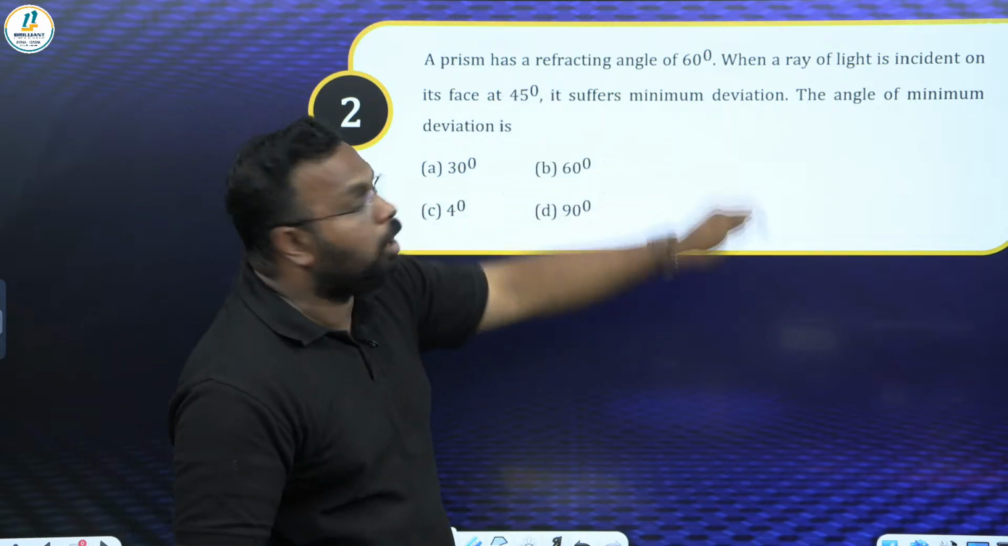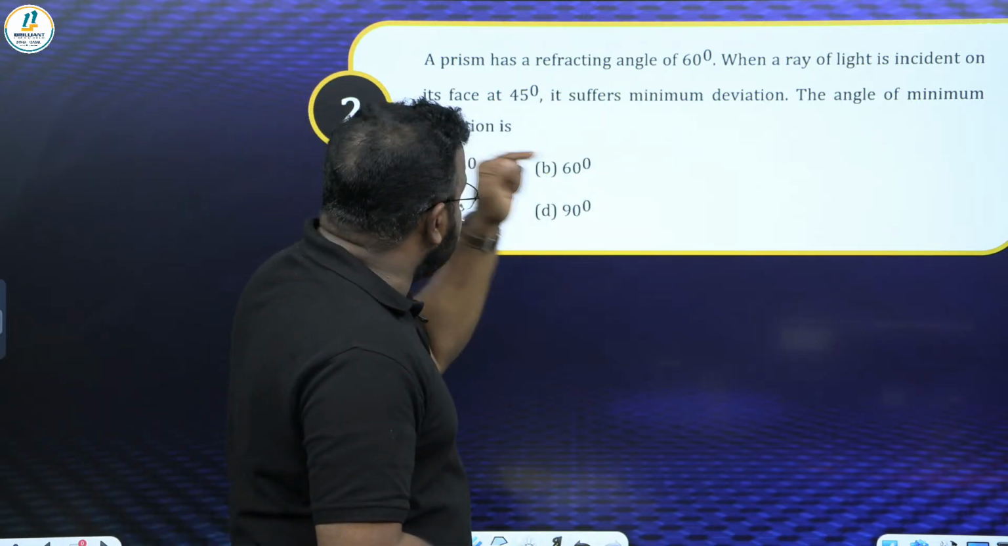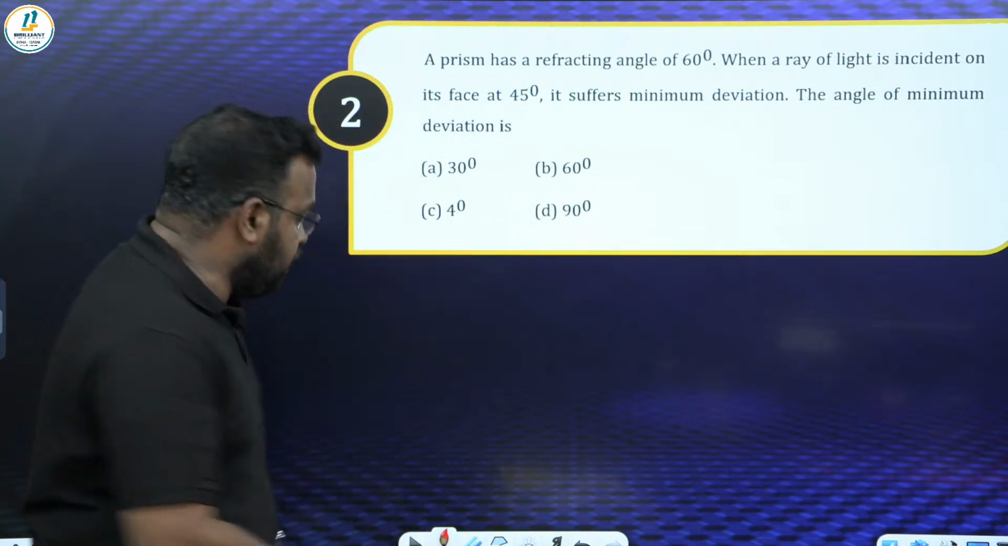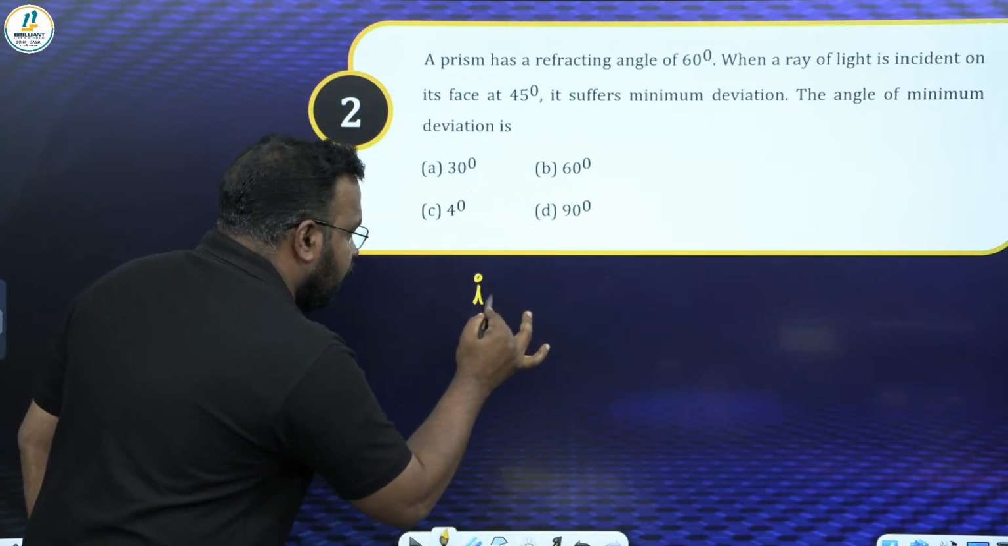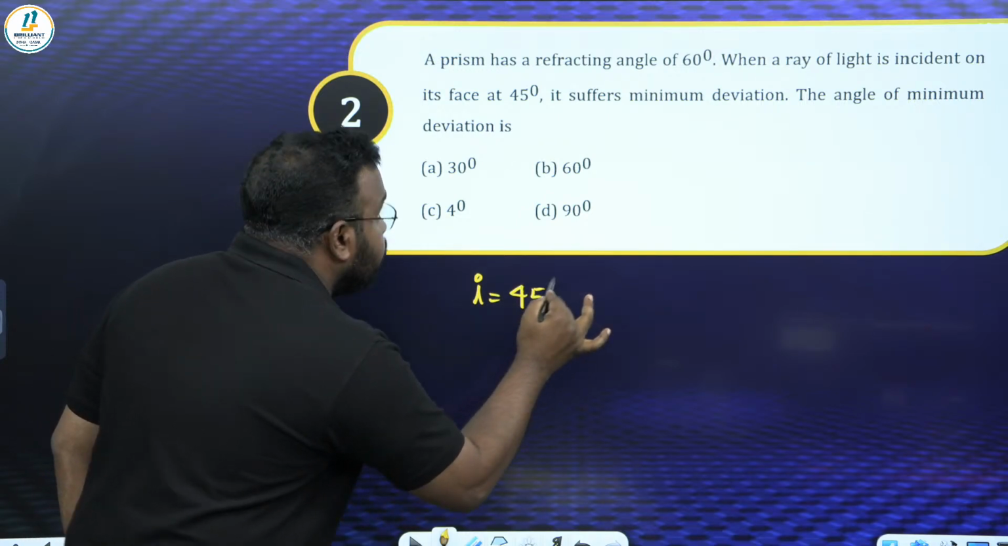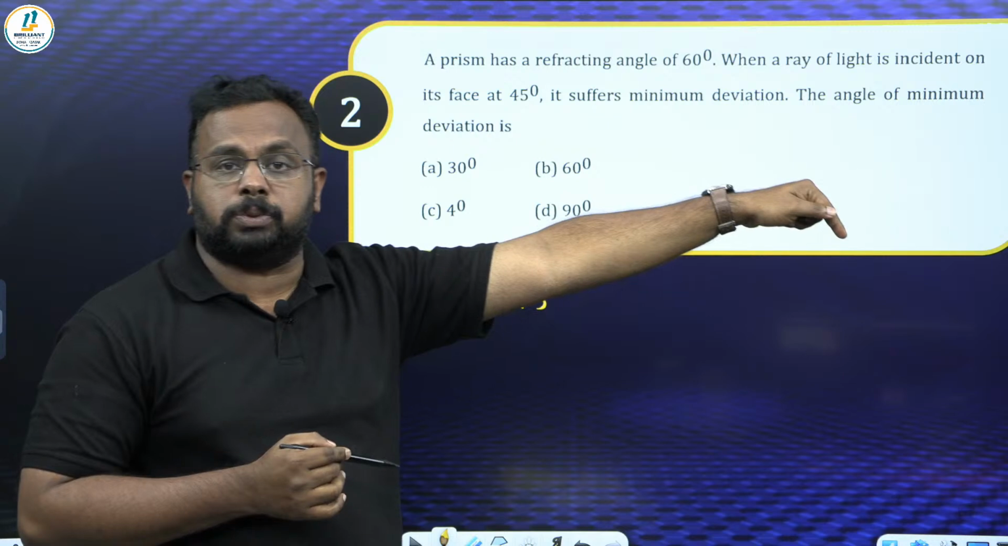The prism has an angle of 60 degrees. Angle of the prism is 60. A ray of light is incident on its face at 45 degrees. So the angle of incidence is given as what? 45 degrees. i is equal to 45 degrees. At that angle it suffers minimum deviation. Then what is the minimum deviation position?